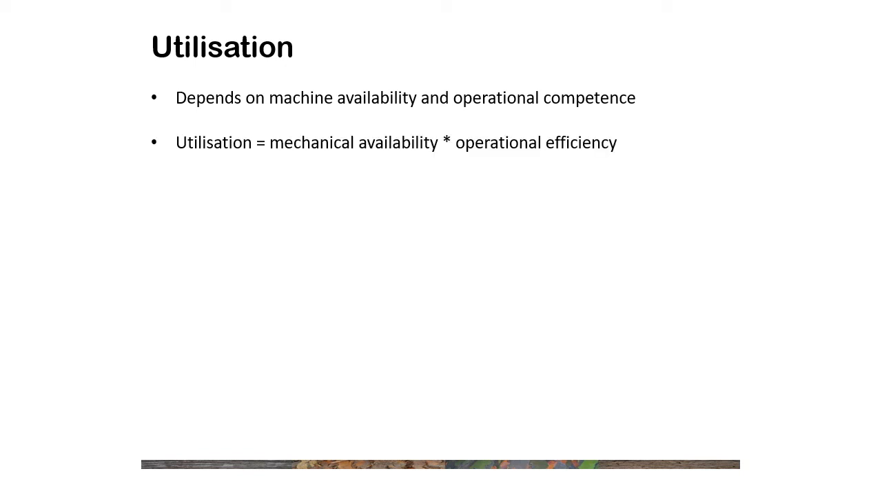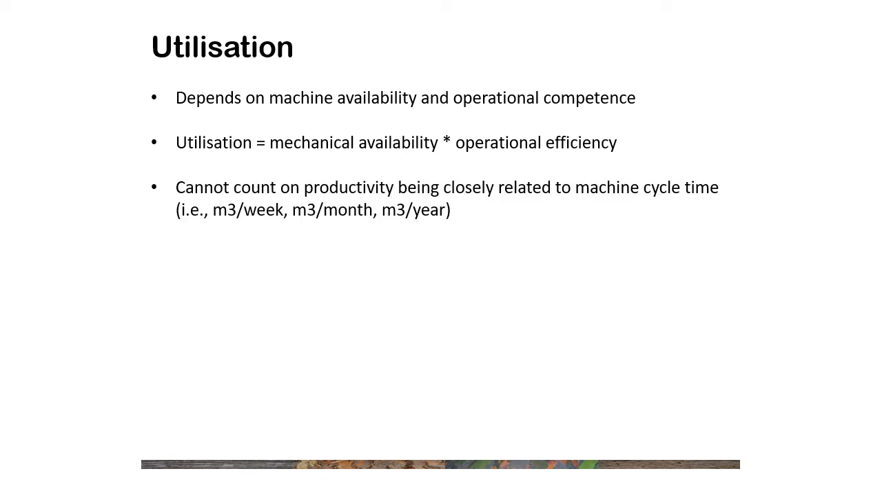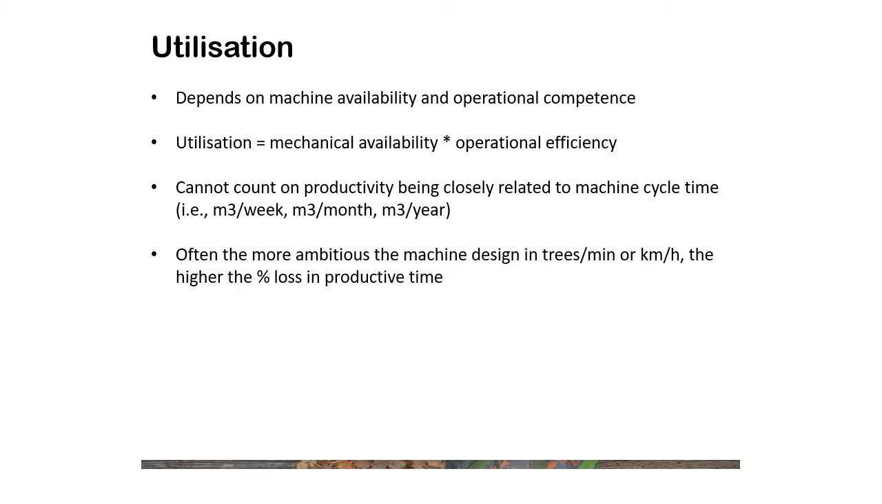Utilization can be related to mechanical availability and operational efficiency. You cannot count on productivity being closely related to the machine cycle, in other words, how many cubic meters produced per week, month, or year. Often the more ambitious the machine design in terms of the throughput of trees per minute or kilometers per hour speed, the higher the percentage loss in productive time. There's more opportunity for the machine to break down and not work effectively because it has to work so fast.